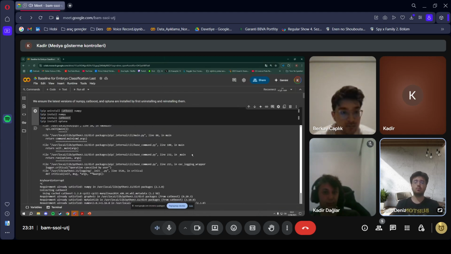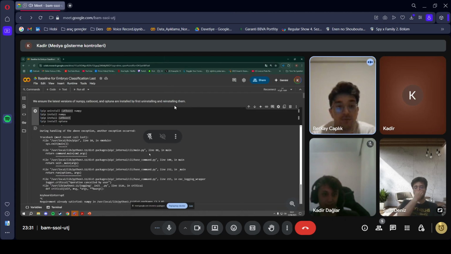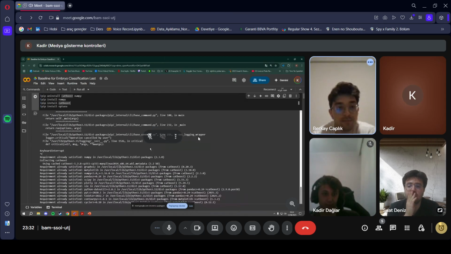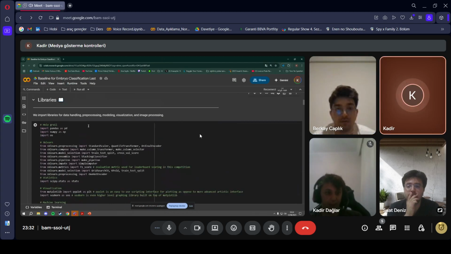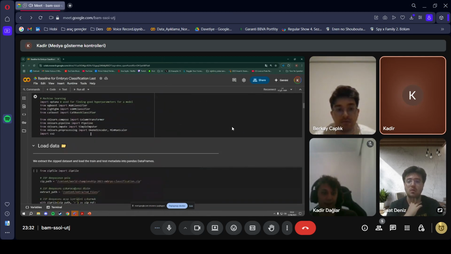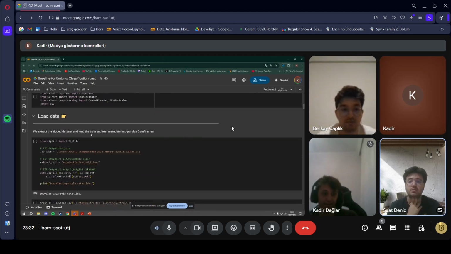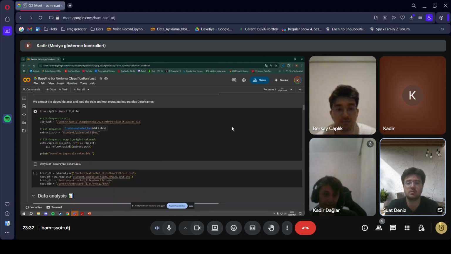My teammate Berkay will continue with the code section. We ensured the latest versions of NumPy, CatBoost, and Optuna are installed by first uninstalling and reinstalling them. And we import libraries for data handling, preprocessing, modeling, visualizations, and image processing. And after that, we extract the zipped dataset and load the train and test metadata into pandas data frames.